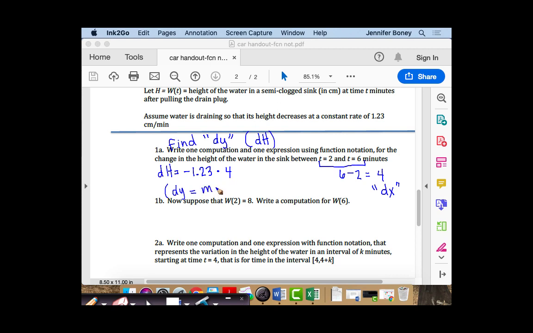But this comes from dy equals m dx. The corresponding amounts of change between time and depth are off by a factor of negative 1.23. So we can multiply this out. Now, if I wanted to write something similar to this using function notation, representing this instead of writing out all the specific numbers, I've got 6 and 2 here, and this is my m, but what is dh in terms of function notation? Remember, the function name is w, capital W.